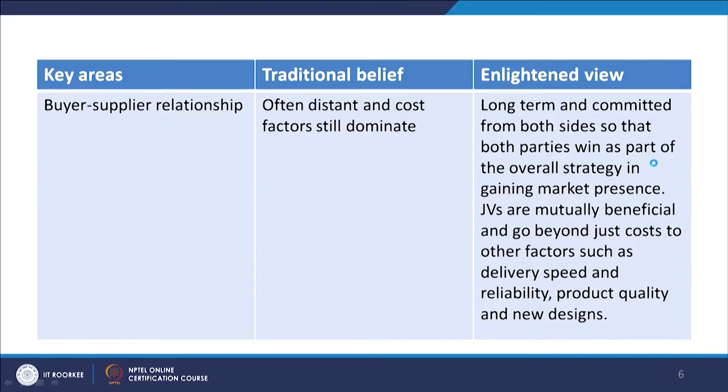So the next key area is that supplier buyer relationship. That supplier buyer relationship earlier was only limited to cost related factors, that whoever is going to give me the lowest possible cost will be my supplier. So that was the original idea of supplier buyer relationship. But nowadays there are many things happening in the market. Dynamism is there in the market. We need very fast product development, and if we only look for low cost suppliers, we may not be able to achieve these other capabilities.